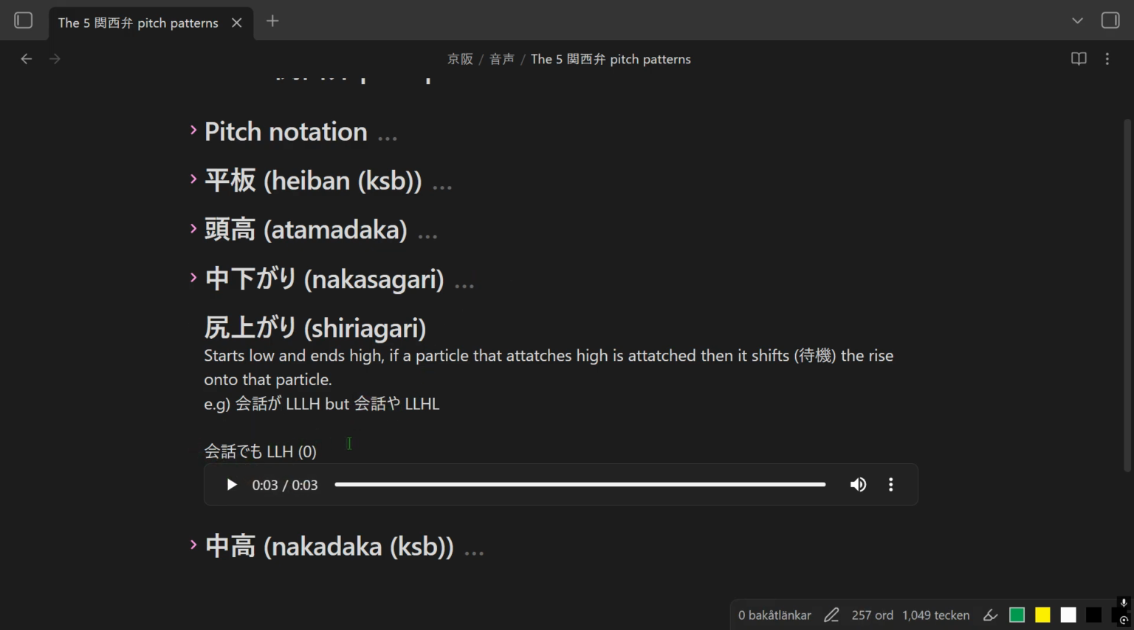And we'll listen to this Kansai native also say kaiwa demo, which doesn't shift the realization of the pitch on kaiwa. So yeah, let's just take a listen.